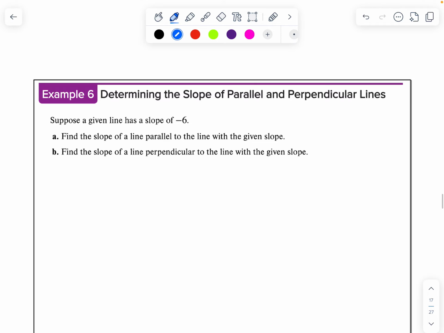So suppose a line has a given slope of -6. We're given a slope of -6. If we want to find the slope of a line that's parallel, that slope will also be -6. It has to be the exact same. If we want to find the slope of a line that's perpendicular, that slope will be positive 1/6. The opposite reciprocal.